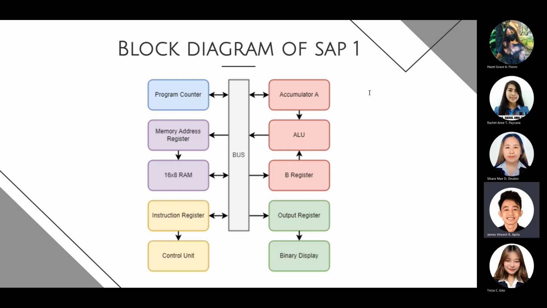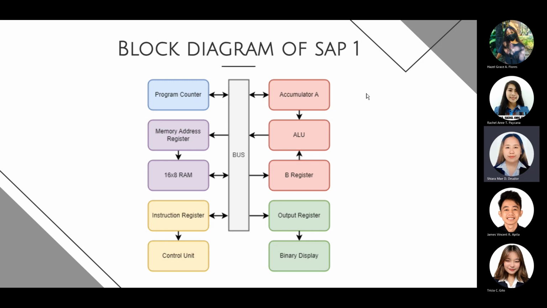It is a collection of storage locations, each of which can hold a binary value 0 or 1 and is used to store both data and instructions. Instruction register is a register that holds the current instruction being executed. The instruction is fetched from the memory location pointed to by the program counter and loaded into the instruction register. The control unit is responsible for controlling the flow of data and instructions through the SAP1 shift left register. It reads the instruction from the instruction register and interprets it, sending control signals to other parts of the computer as needed.